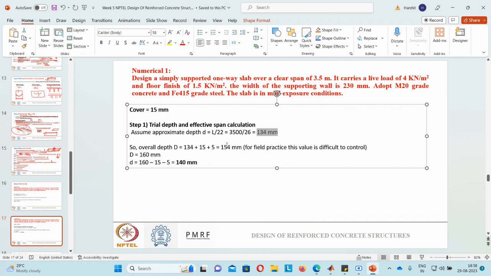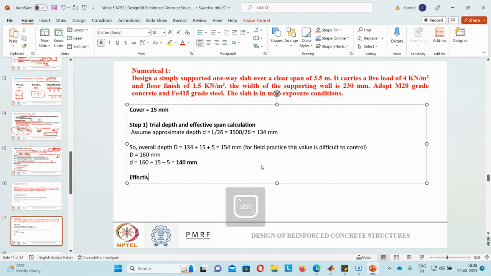You got the reason why? If I use the earlier effective depth, my overall depth would not be a practical value. So that's why I changed the overall depth to 160 mm, and then chose the effective depth. And that ratio will be around 25 to 26 only. So that is much safer than what we need to take. Our limit is L by 20 and we are assuming more than that only. So we are on the safer side. Now we know the effective depth.